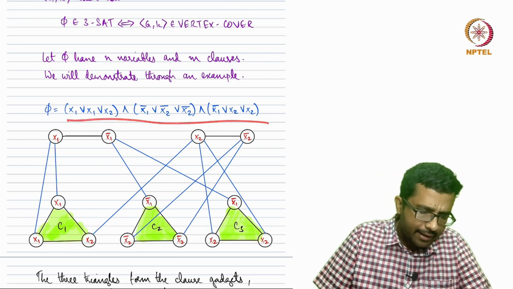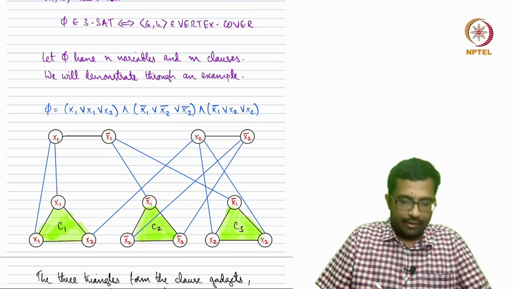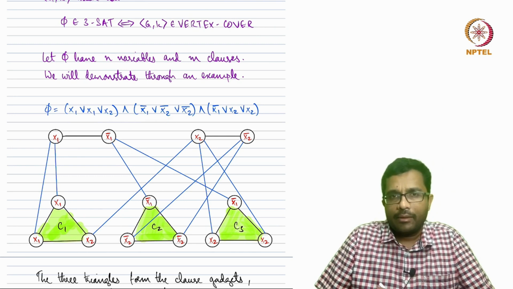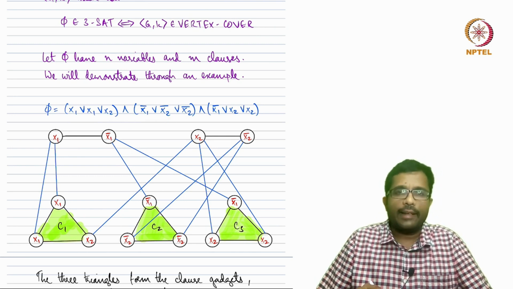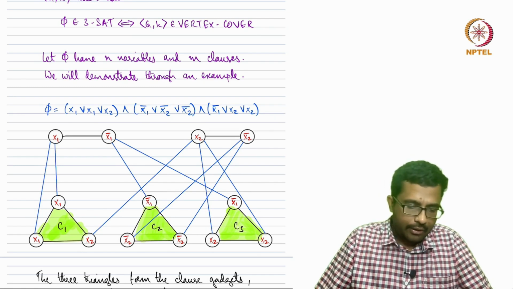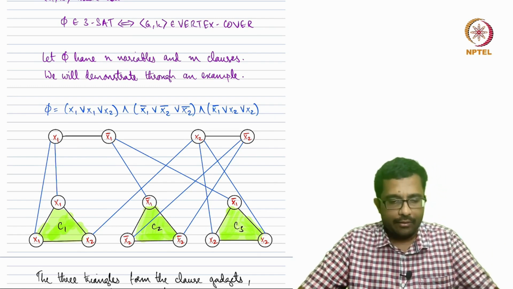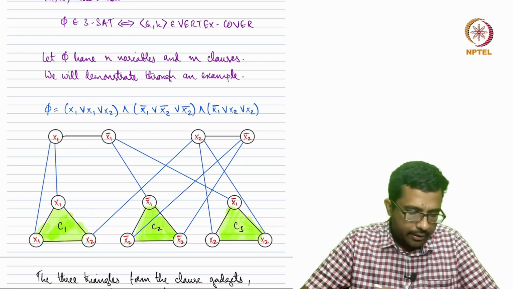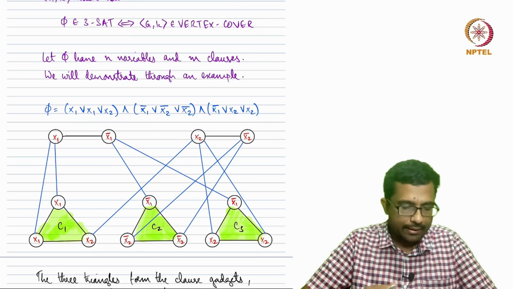So here we have a rather simple example so that the figure does not become too messy. So we'll have repeated variables, repeated literals and all that. But whatever the procedure I am going to describe is fairly general. So for any 3CNF formula we can build a corresponding graph. What we are going to do is, given phi, we are going to explain how to build G. So G is very simple.